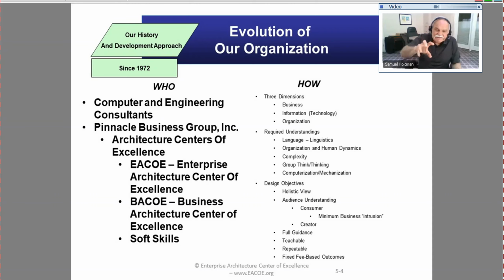Then we looked at that and said, if we have these three dimensions, what are the required understandings? The first is language, linguistics. In other words, how do we take this stuff and make it human consumable? I want to emphasize that phrase, human consumable. We're not talking to compilers. We're talking to human beings. So why don't we go out and figure out what that is? And that involves language, organizational and human dynamics. How do you get people to adopt these things? Because there's always resistance to change. This is a natural condition.